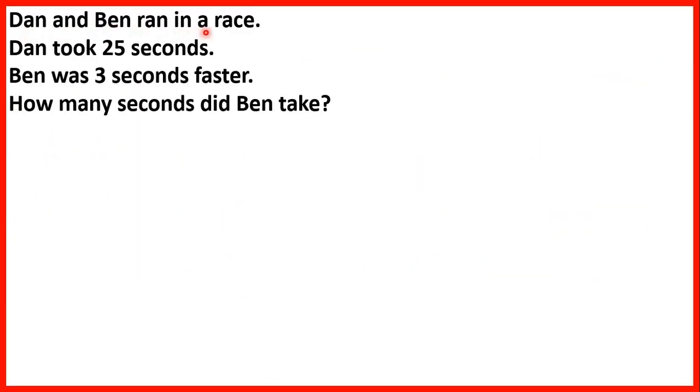Dan and Ben ran in a race. Dan took 25 seconds. Ben was 3 seconds faster. How many seconds did Ben take? So if Ben was 3 seconds faster, that means that he completed the race in less time, because with a race, the person who is faster finishes sooner. So we need to subtract 3 seconds from 25 seconds, and 25 minus 3 is 22. So Ben took 22 seconds, because that's 3 seconds faster than 25 seconds.